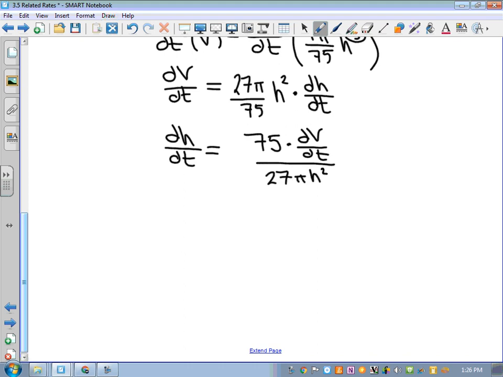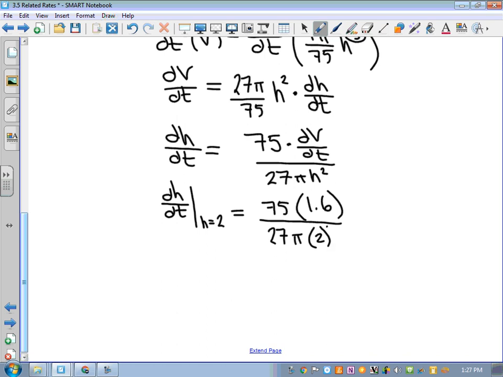So the last thing is to put in the info that we know, and I'm going to say that dH over dt, when the height is equal to 2, is equal to 75 times the volume entering the cone, which is actually constant. So think of a hose with constant flow coming out of it. But at this particular point in time, H is 2.